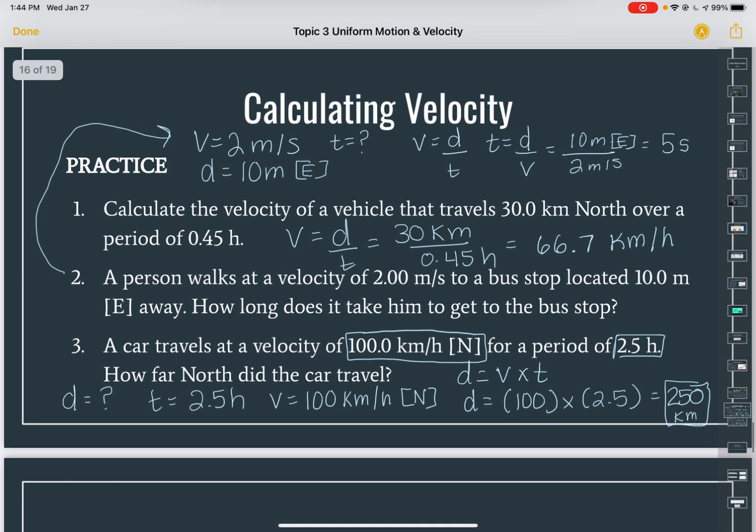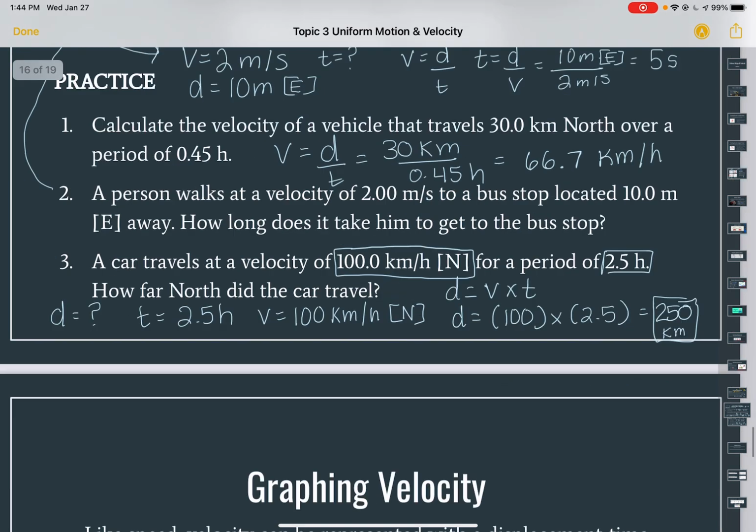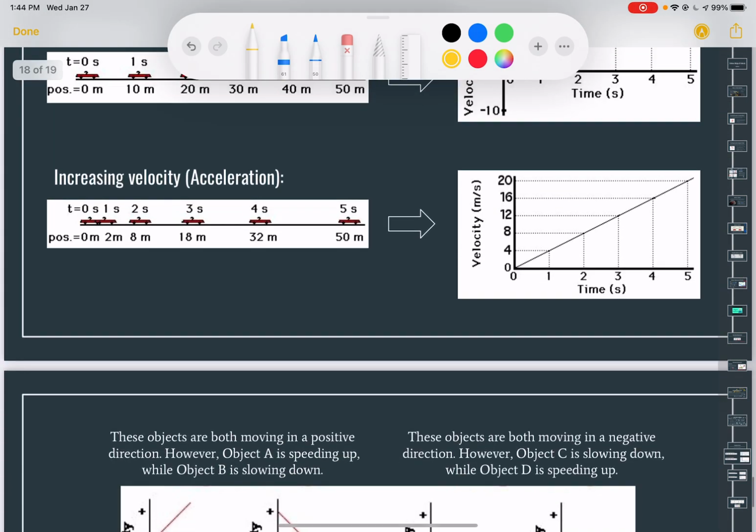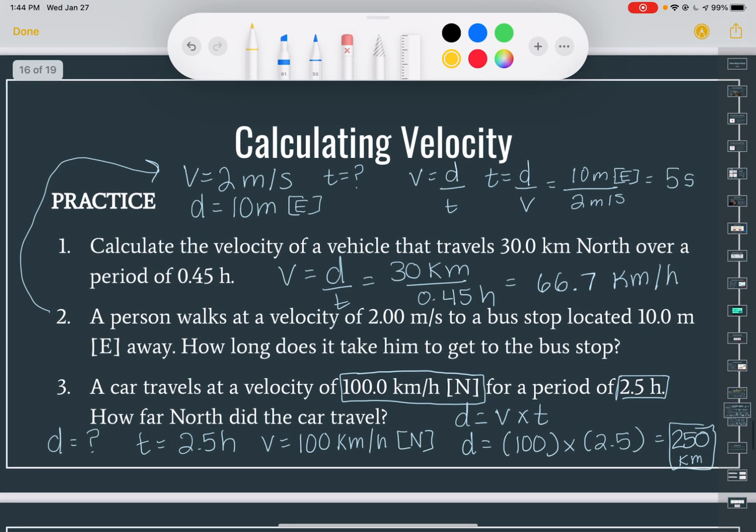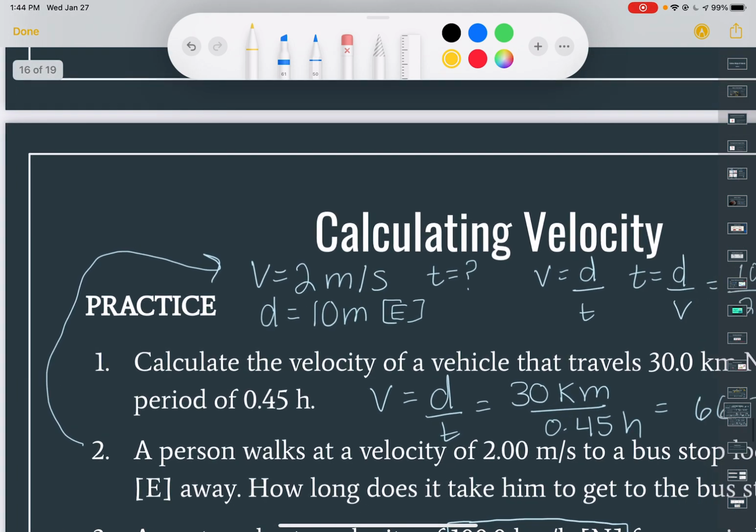Here are some calculating velocity questions. I will do 1 or 2 of them for you, or maybe I'll just go through what I've got here. So the first question says, calculate the velocity of a vehicle that travels 30 kilometers north over a period of 0.45 hours. So when we're calculating velocity, we're using the formula V is equal to D over T.